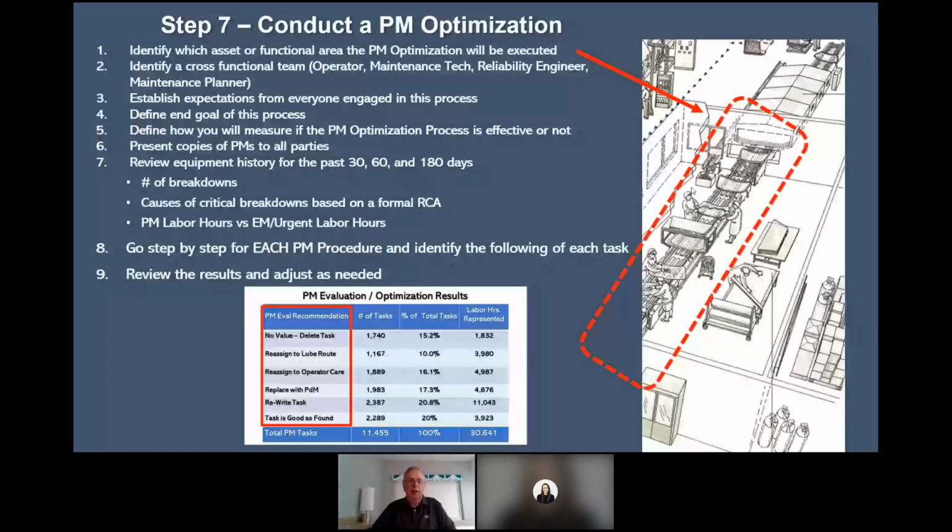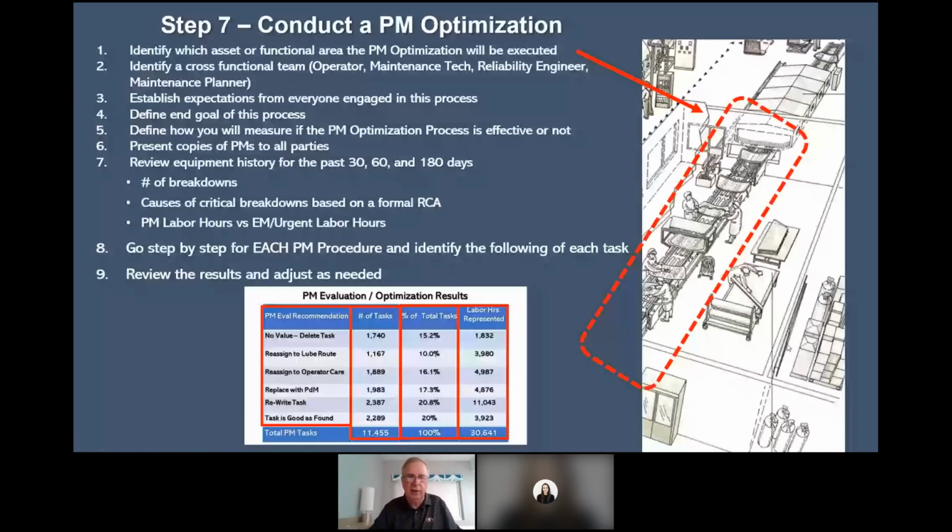Reassign the lube route. A lot of companies don't have lubricators, but if we look at the task, go to the labor hours. If I could take people and move them from one role to another, I want my best maintenance technician to be a lubricator. So if the labor hours reassigned to lube route is 3,980, then I would probably want to have a lubricator. Okay. Reassign to operator care. The operator's already there. Why can't they do it? Okay. That's 4,987 labor hours.